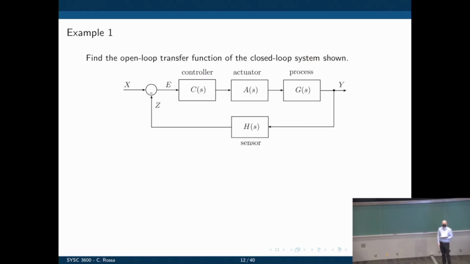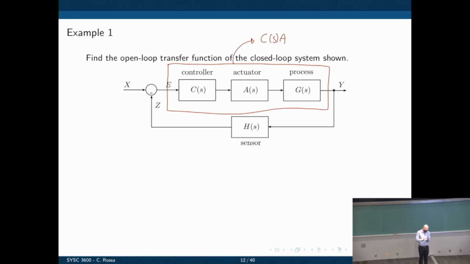Okay, so what is the closed loop transfer function here? This is a very generic structure. We have a process, whatever you're trying to control, an actuator that provides inputs to the process, a controller and a sensor. What is the transfer function y over x? What can we do? Well, first, we can combine all these three transfer functions because they are in cascade, and they can be put into one, and that is C of s times A of s times G of s.